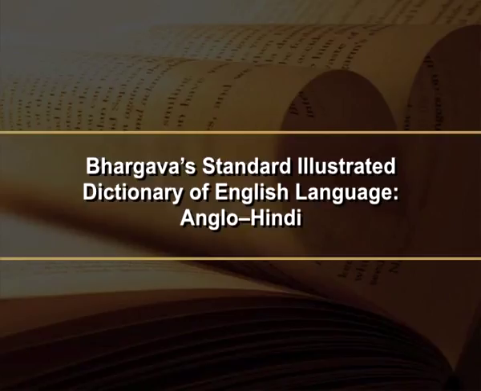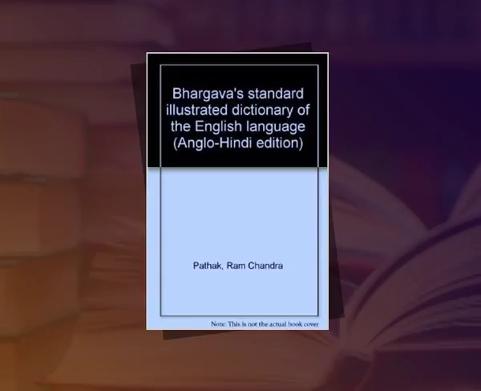Next, Bhargava's Standard Illustrated Dictionary of English Language, Anglo-Hindi. It was edited by R.C. Pathak and published by Bhargava Book Depot, Varanasi in 1970. It provides the meaning of English words in English and Hindi. It comprises correct pronunciation in Devanagari script. It contains a limited number of illustrations.